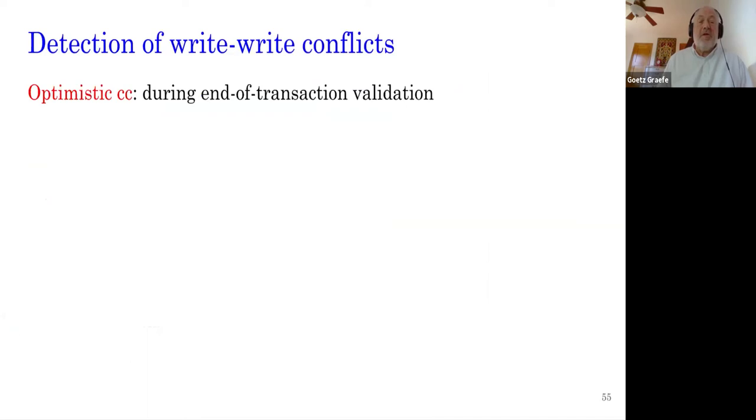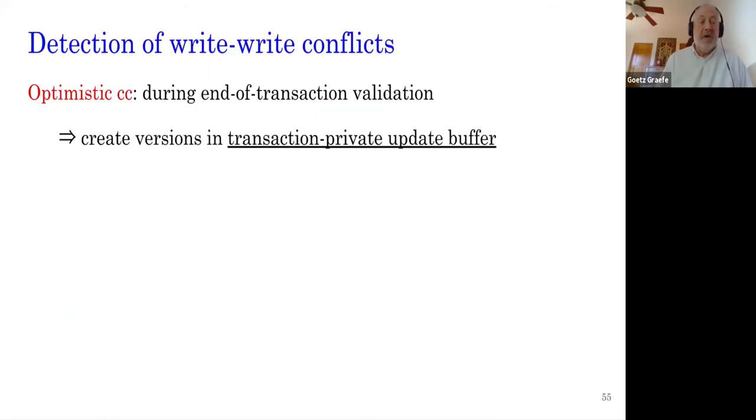In optimistic concurrency control, all checking happens at the end of transaction validation. And so that means optimistic transactions have to create new versions of the things they want to update, the rows, the index entries, in some kind of memory that is the write set or the transaction private update buffer, whatever your favorite term is.